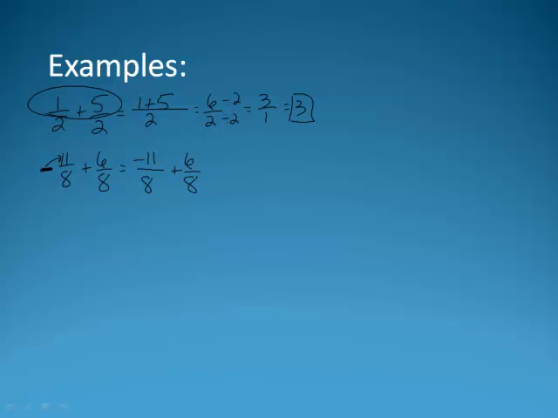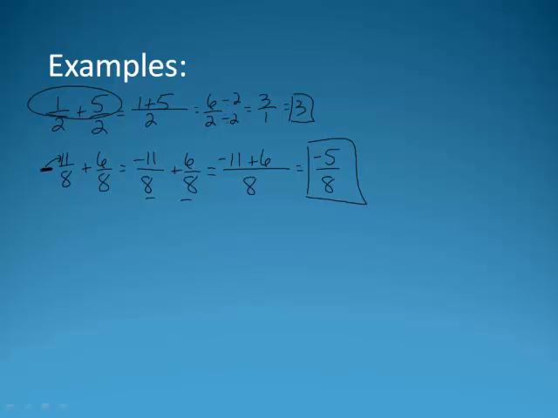So now again, negative 11 over 8 plus 6 over 8. We've got a common denominator, so I know my answer is going to be over that common denominator. Do the addition up top. Negative 11 plus 6 is the same as negative 5 over that common denominator of 8. There is no common factor I could reduce that with, and that would be my final answer.